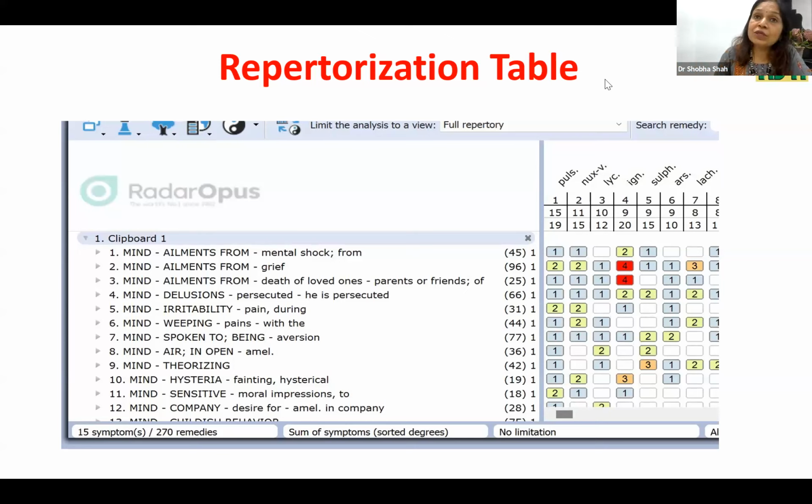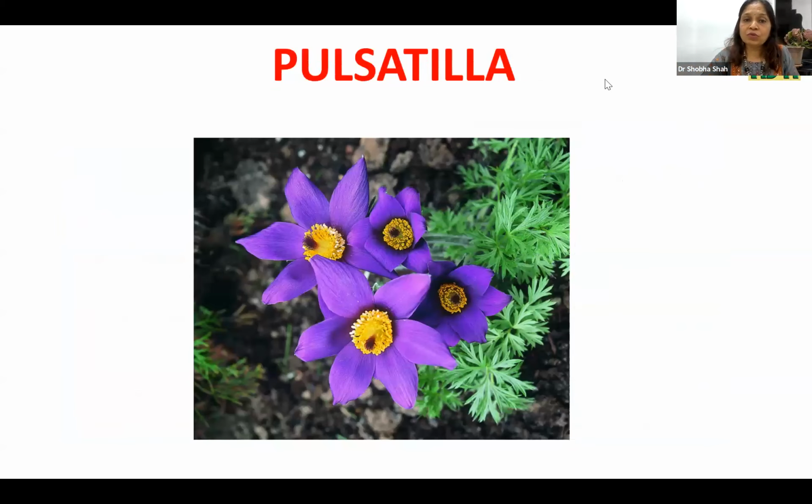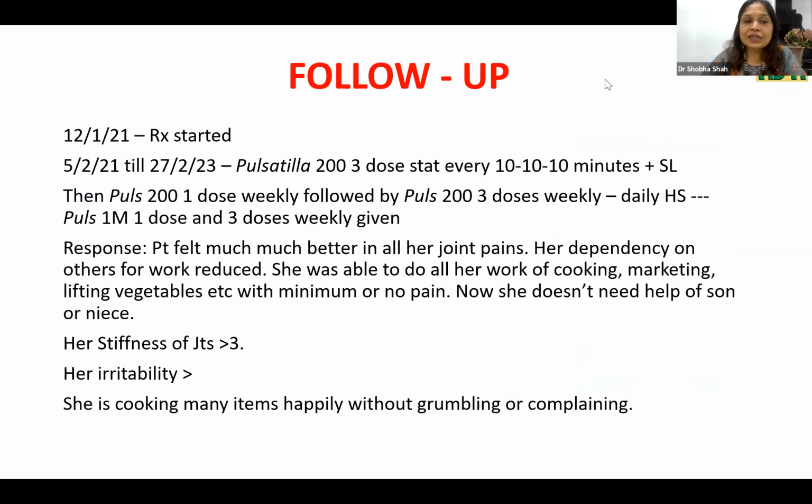And here the patient was considering her brother as her friend. Her relationship with her brother was very friendly, that of a friend. So I gave her Pulsatilla. Initially, I started with Ignatia for 3 weeks, no relief. Then I gave her Pulsatilla 200, 3 doses stat at 10 minutes interval, followed by SL. And then Pulsatilla 200, 1 dose weekly, and then 3 doses weekly, then daily HS, then 1 dose, and then 3 doses weekly was given.